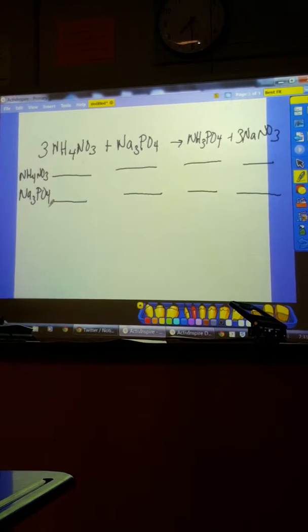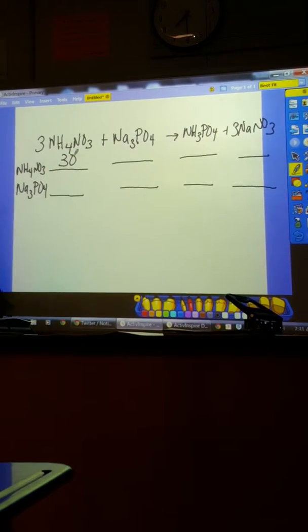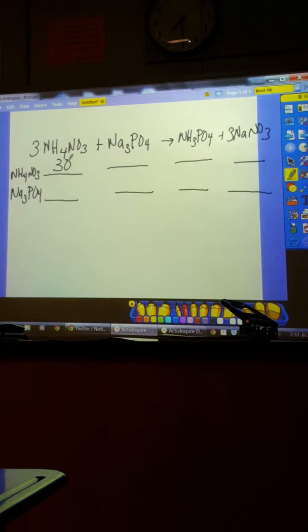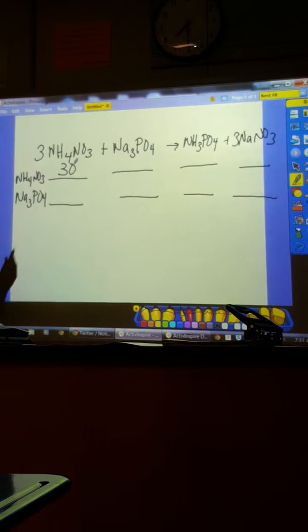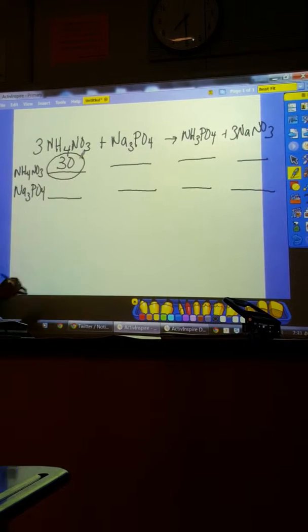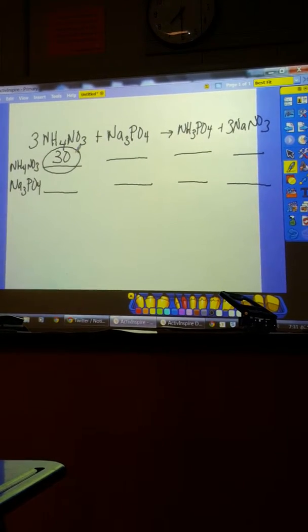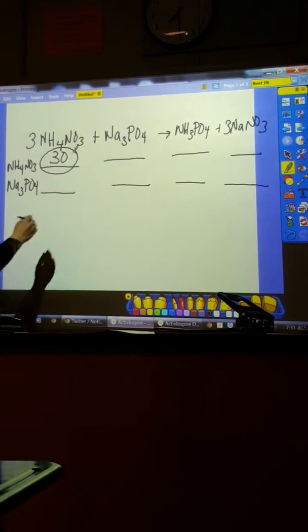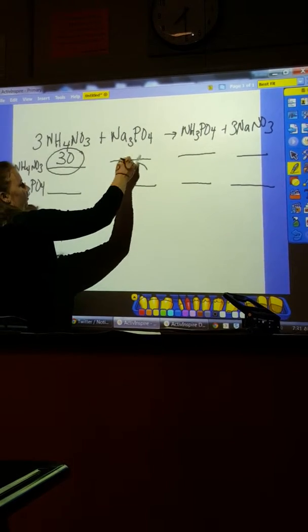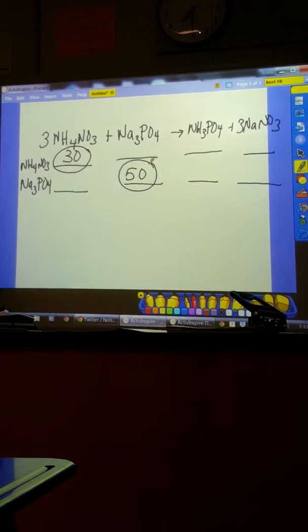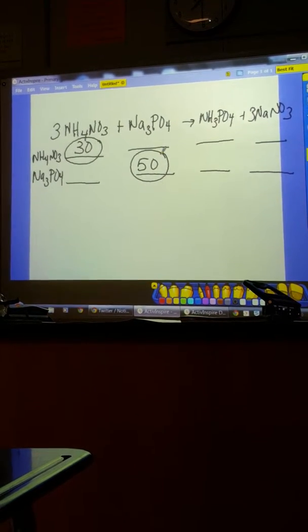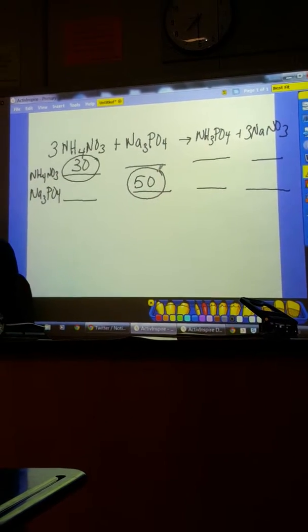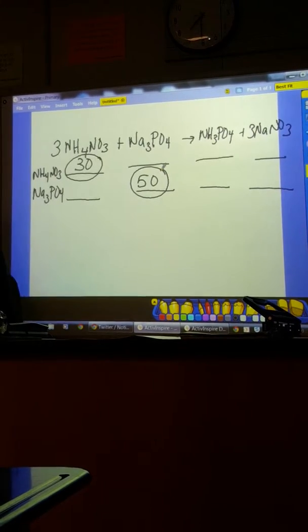We have 30 moles of ammonium nitrate. And what I want you to do is with what you're given, put a circle around it. That's our given, 30 moles of ammonium nitrate. Sodium phosphate, we have 50 moles. 50 moles here. Put a circle around it. What you're going to do is use your ratio in the equation to figure out how many moles of each you're going to use and produce.